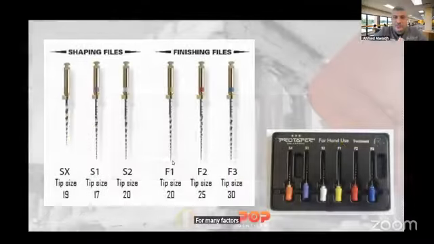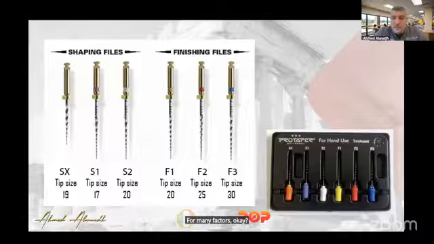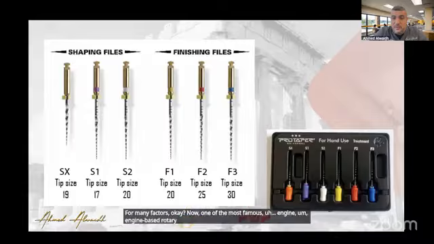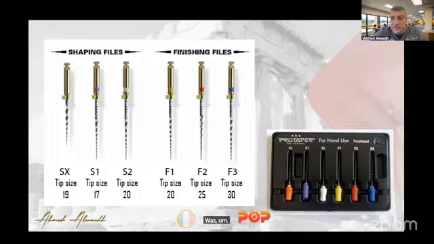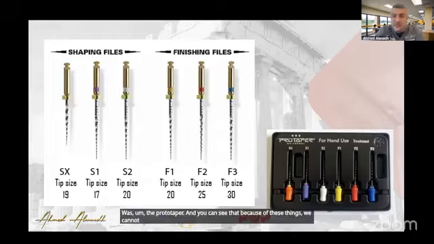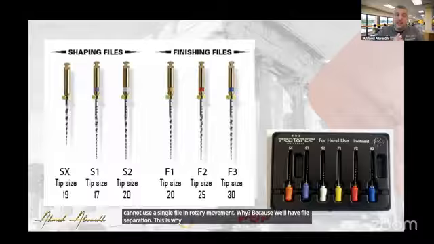Now, one of the most famous engine-based rotary files was the ProTaper. You can see that because of these things, we cannot use a single file in rotary movement. Why? Because we'll have file separation. This is why it's a progressive enlargement.